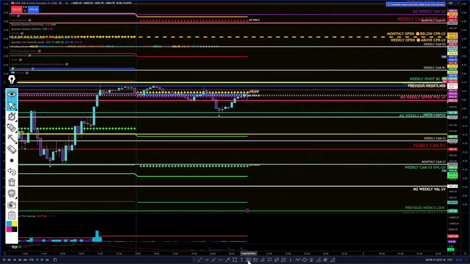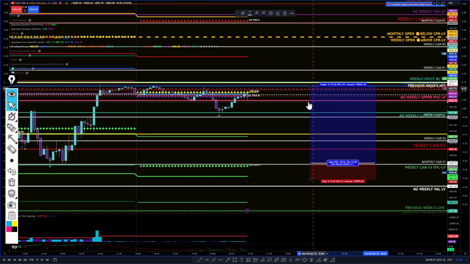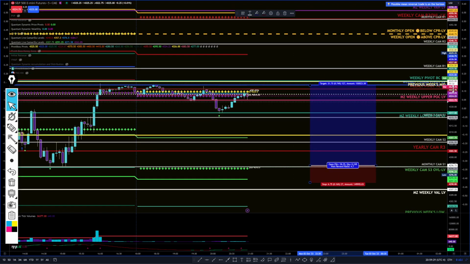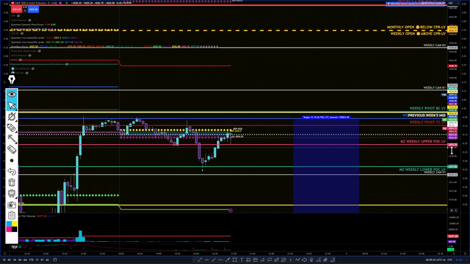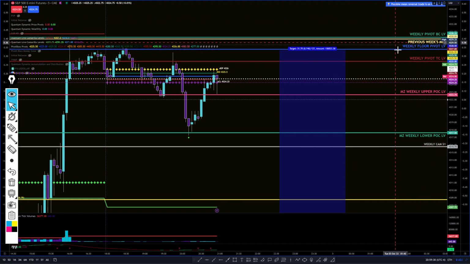Let me leave this on right here. If we get support, I would say around this weekly Camarilla S3 level. Probably come back up to this POC level here, or possibly the weekly floor pivot around this level right here. Let me just make this bigger so you can see those labels. All right, you can see that's a weekly floor pivot right there. Right, so that's another meat of the market right there.